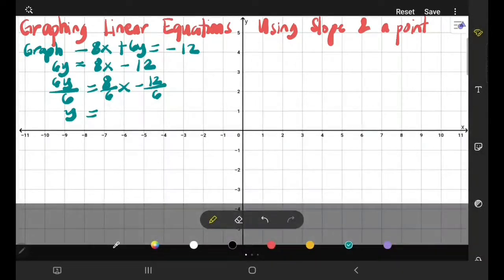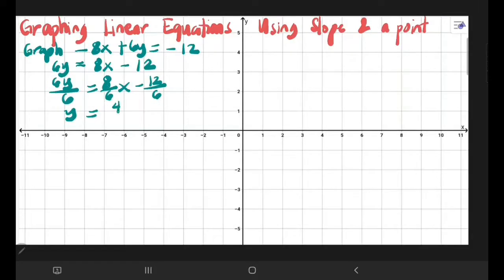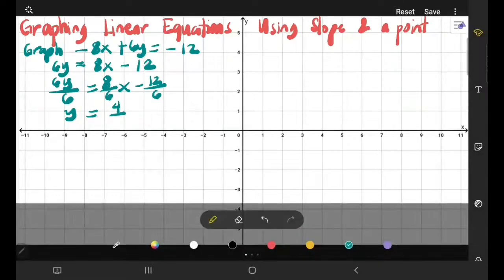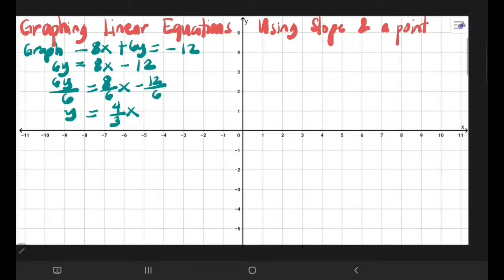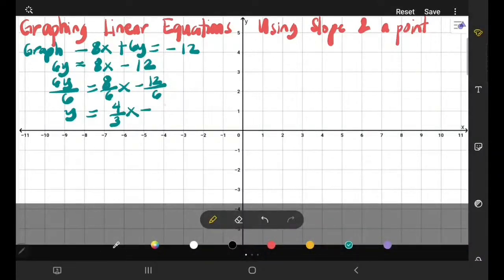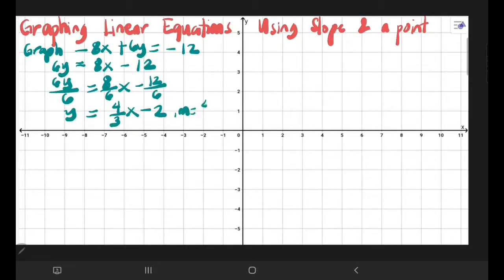8 over 6, that can be simplified. Their common factor is 2. 8 divided by 2, that's 4. And 6 divided by 2, that's 3x. And then minus 12 divided by 6, that is 2. So meaning your slope is 4/3.